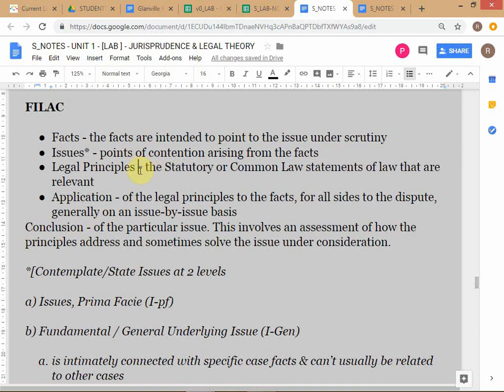Obviously, legal principles, same as rules in the US system. So what are the principles that apply? Statutory or common law statements of law that are relevant. Statutory refers to acts like the Contract Act, Transfer of Property Act, the acts made by Parliament, and common law principles means we are referring to the judgments, previous judgments on the same kind of point.